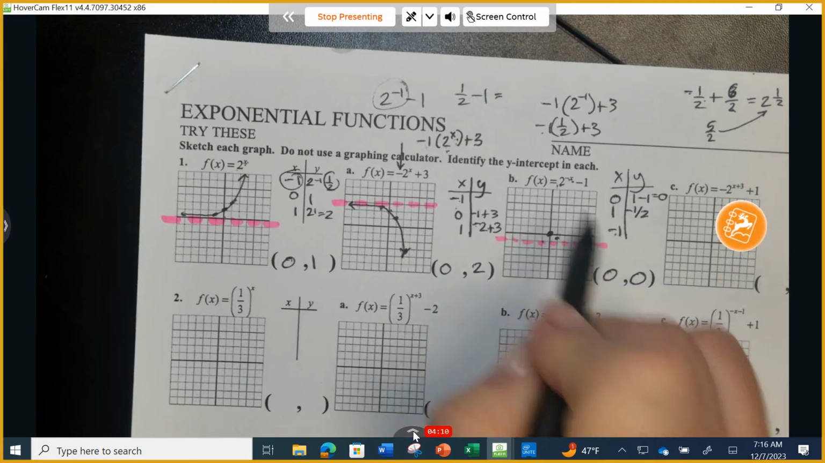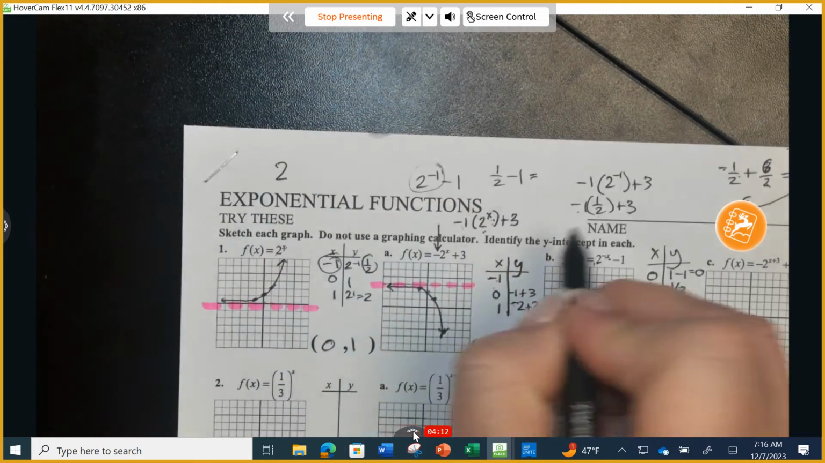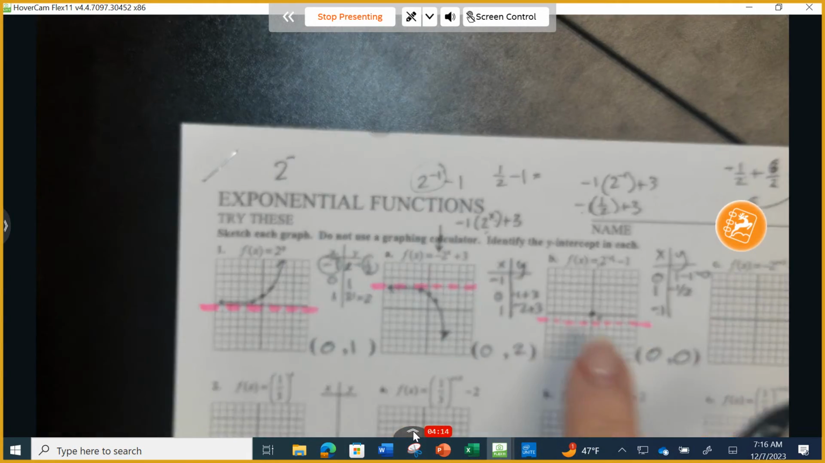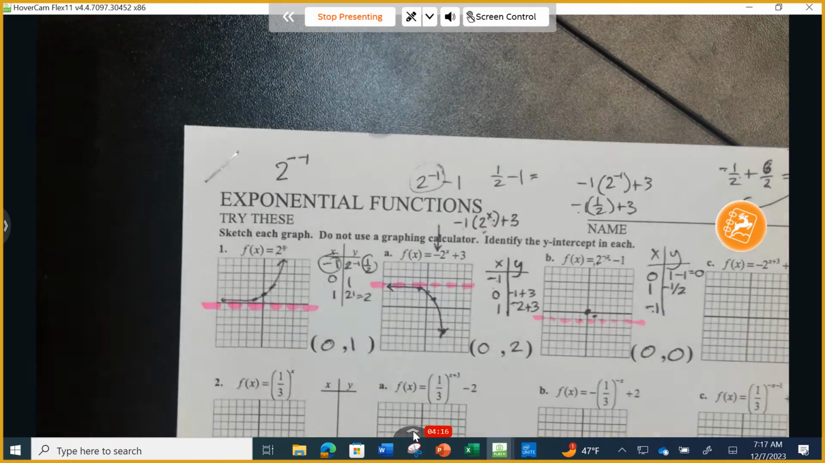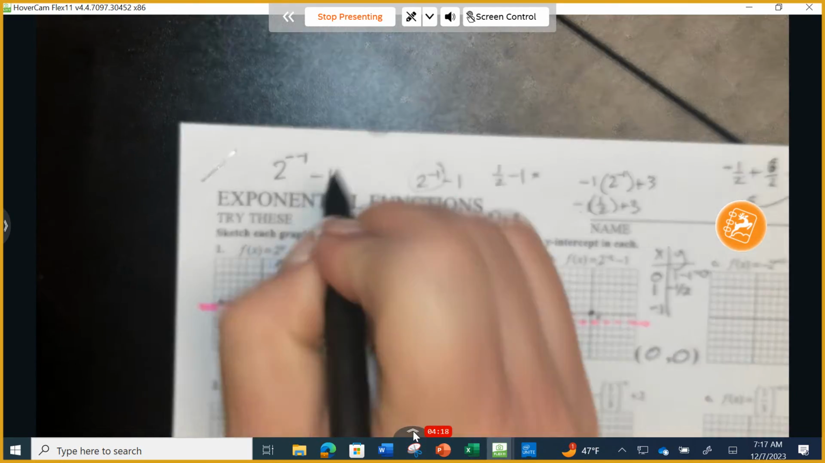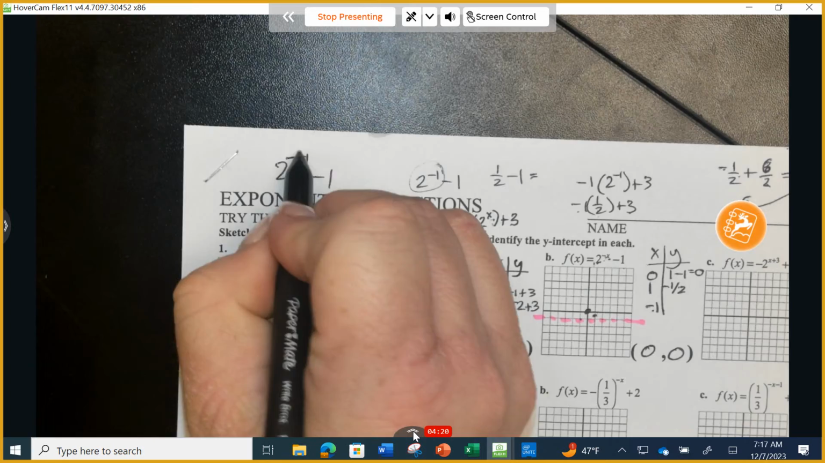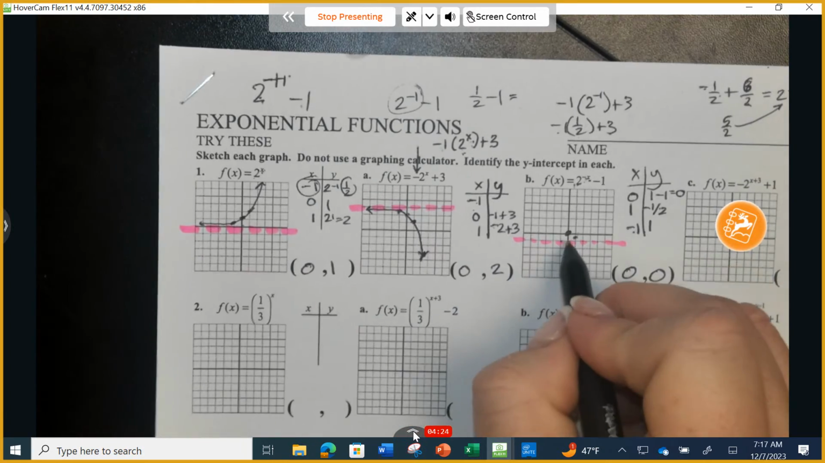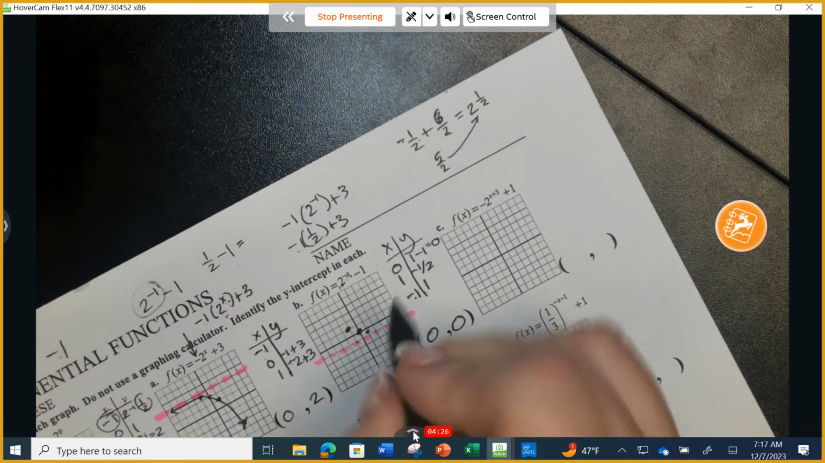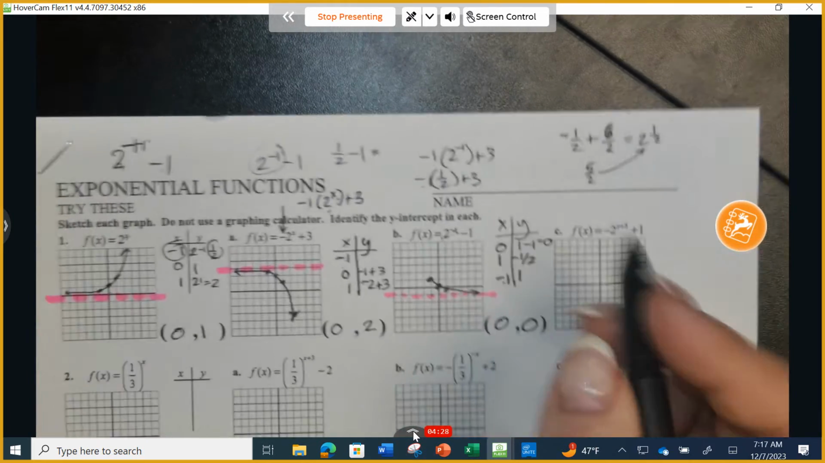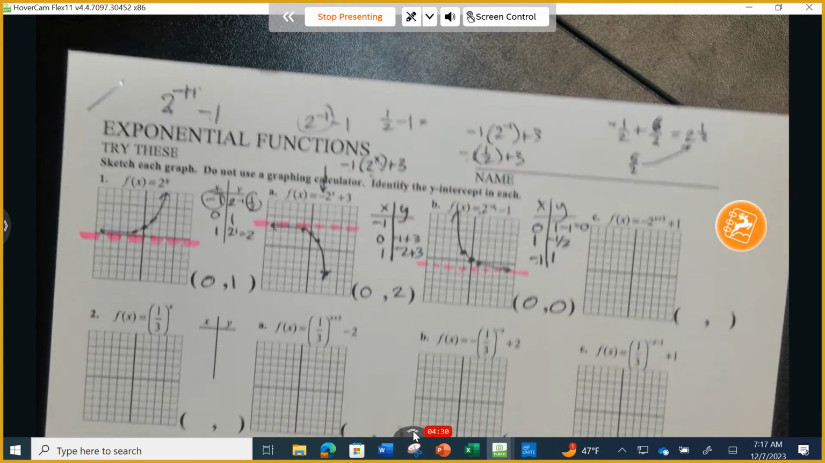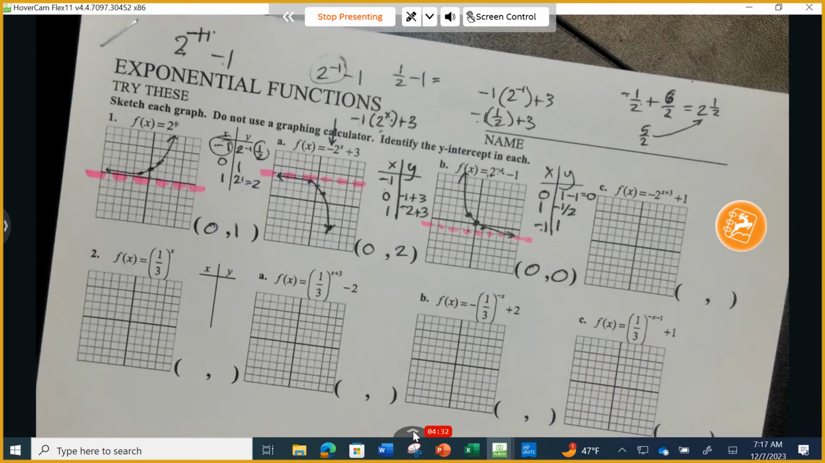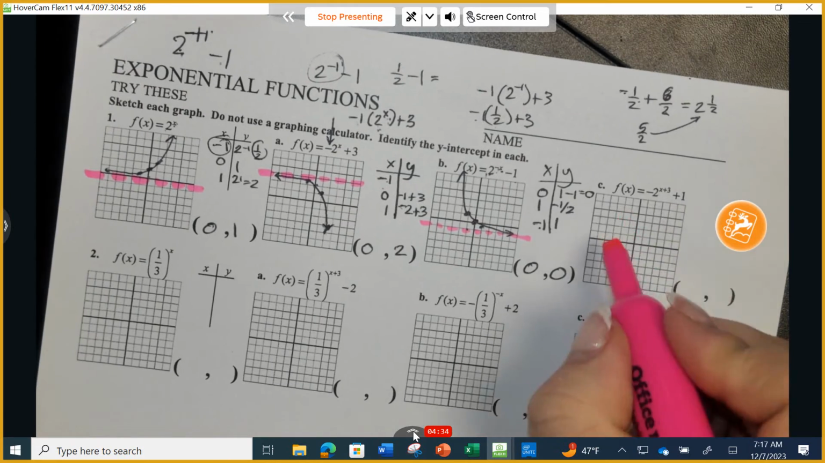If I type in -1, up here I have 2, subtract, and now I write in a -1, subtract 1. Okay, well, 2 negatives make a positive. 2 to the first is 2. 2 minus 1 is 1. So I'm going to go over 1 and up 1, and we get the general idea of what this looks like. I'm going to come back up here. I want 3 points for each one. We can see here I have a vertical shift of up 2.